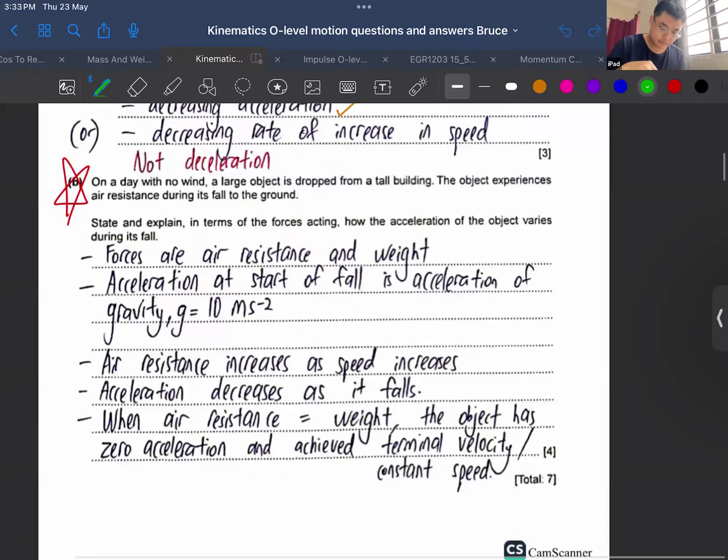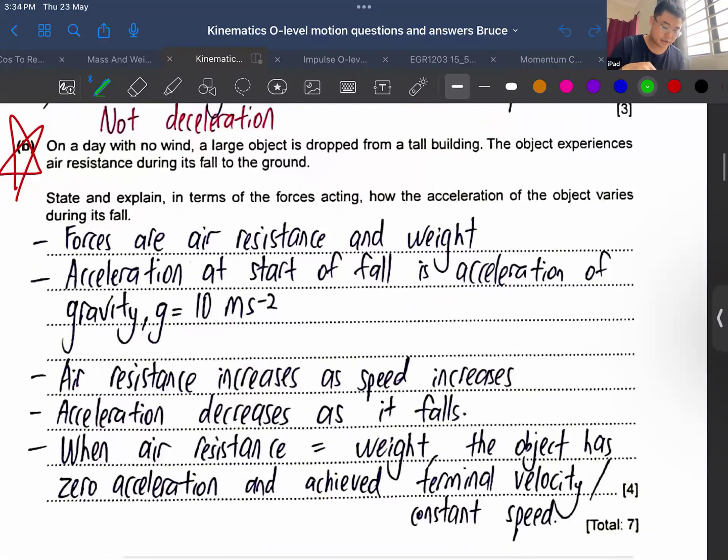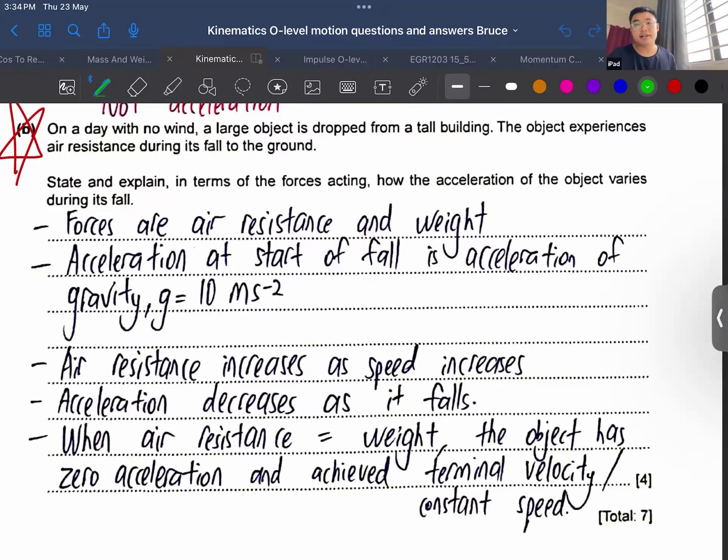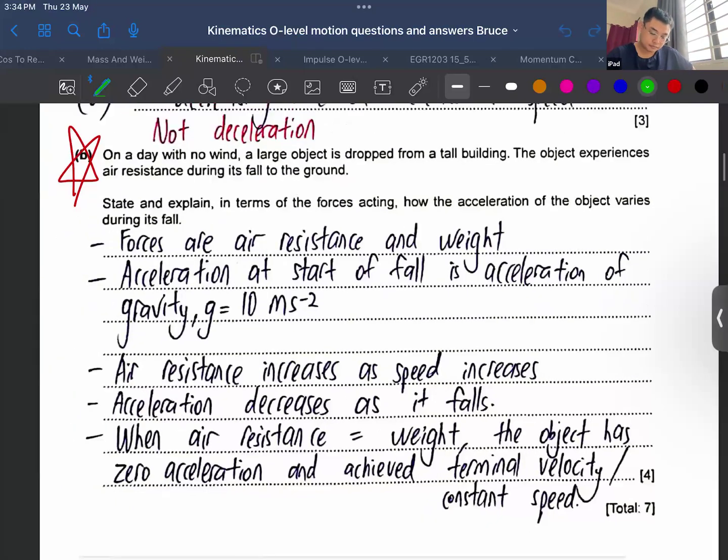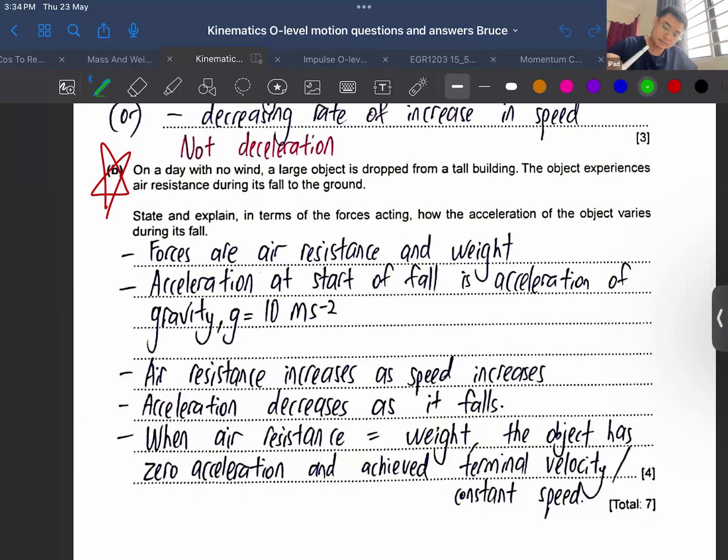Now, have a look at this. This is a 4-mark question. Okay, let's settle this question before we call it a day. And you read through this question first. Just tell me when you have finished reading the question.